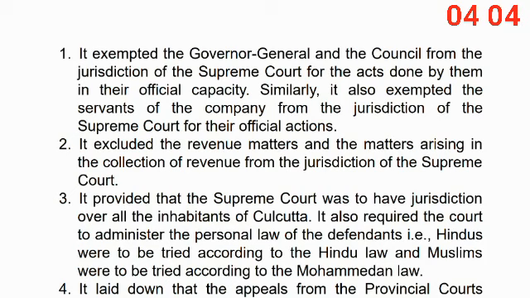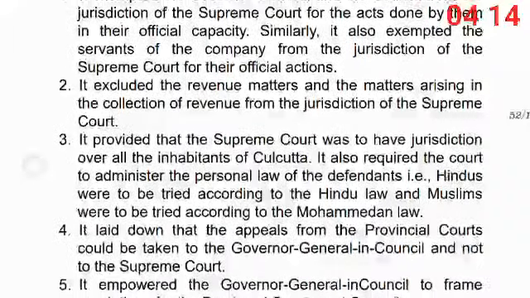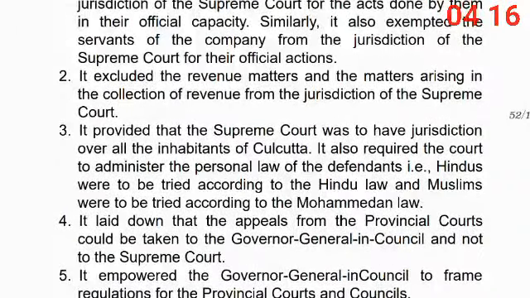It excluded the revenue matters and the matters arising in the collection of revenue from the jurisdiction of the Supreme Court. It provided that the Supreme Court was to have jurisdiction over all the inhabitants of Calcutta. It also required the court to administer the personal law of the defendants, that is, Hindus were to be tried according to the Hindu law and Muslims were to be tried according to the Mohammedan law.